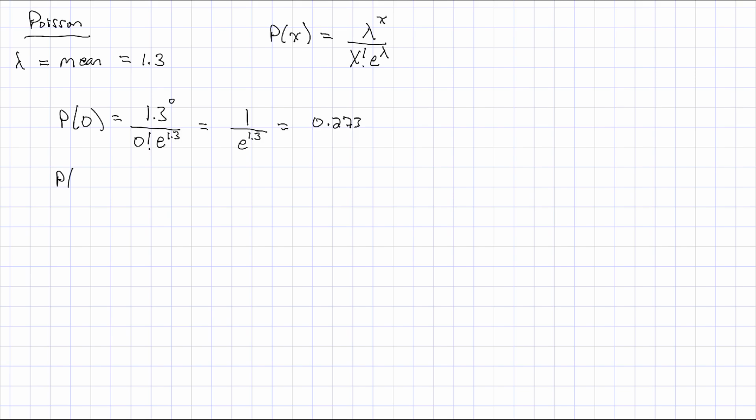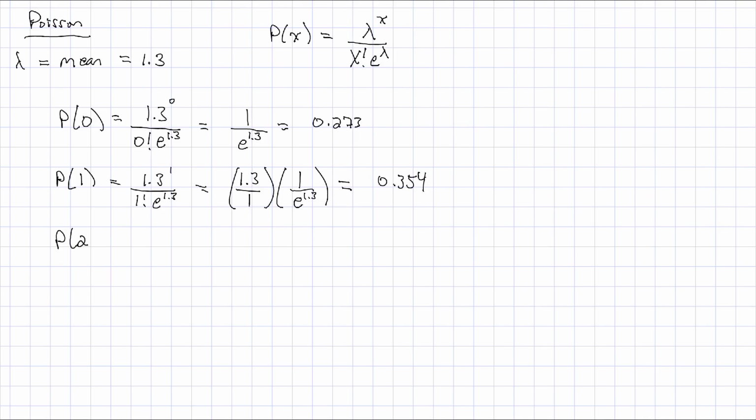We then move to the probability of 1. Now we can use the equation, but what we can see is that we've just multiplied our previous value by 1.3 over 1, or lambda over the new x value. And I get 0.354. Continuing, I can write out my equation.